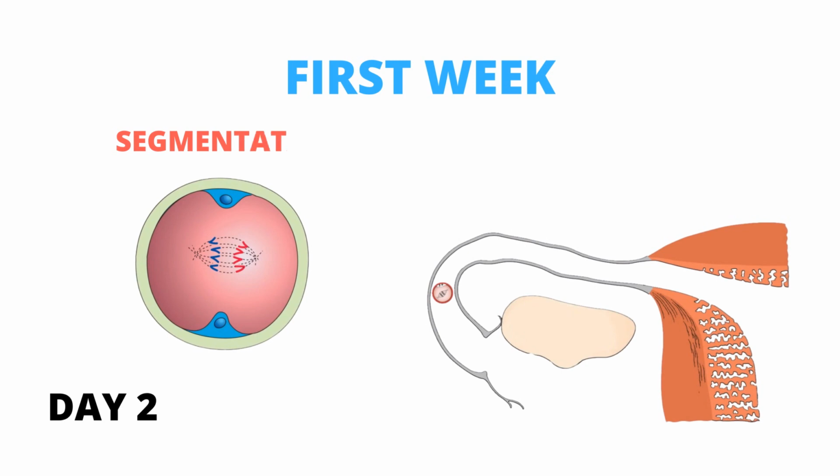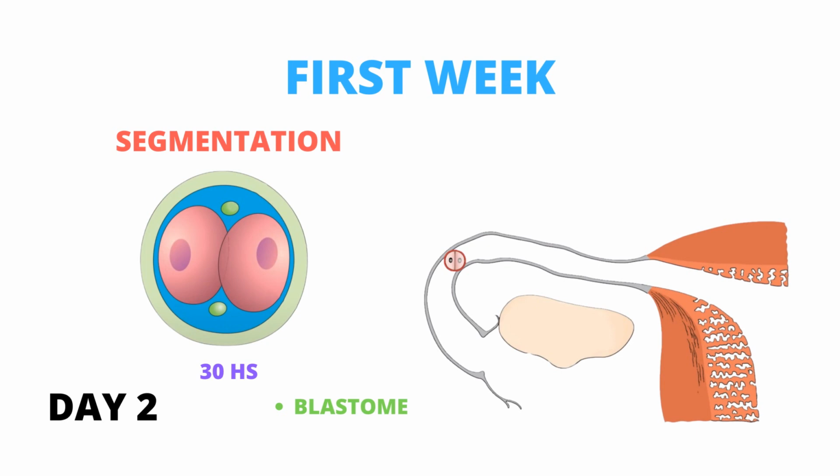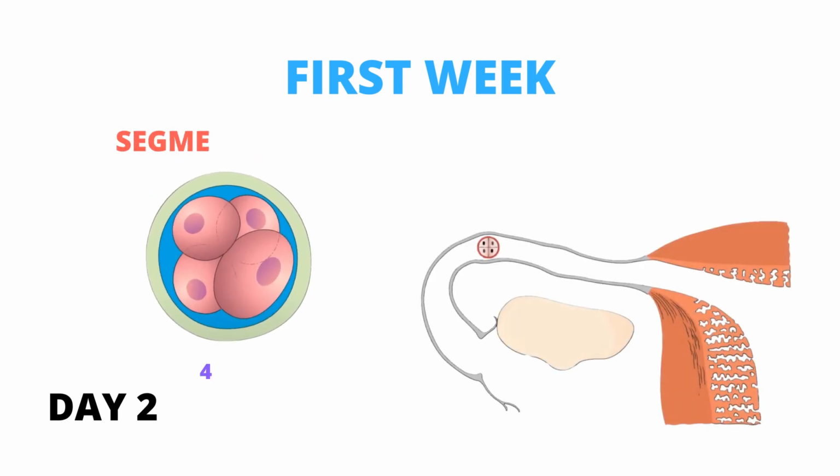On the second day, segmentation occurs. The zygote undergoes a series of mitotic divisions that increase its cell number. The first division of the zygote takes place approximately 30 hours after fertilization. The cells resulting from this division are called blastomeres. The next division results in 4 blastomeres and takes place 40 hours after fertilization.